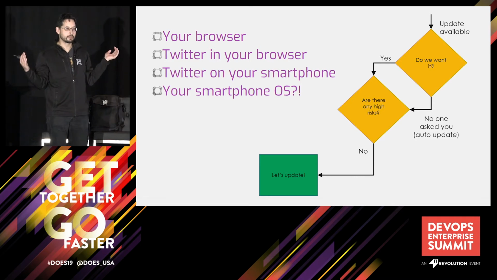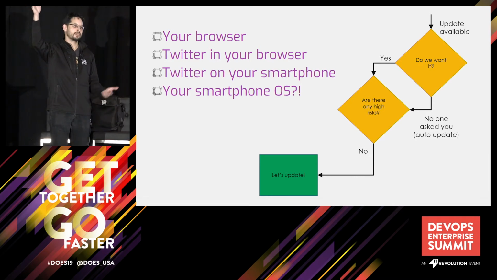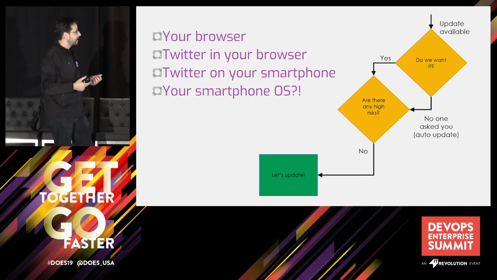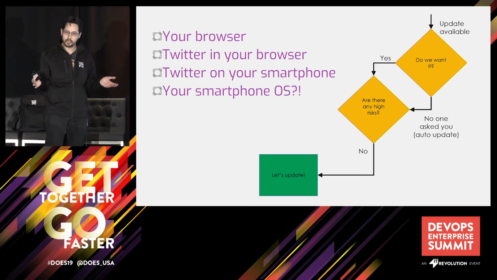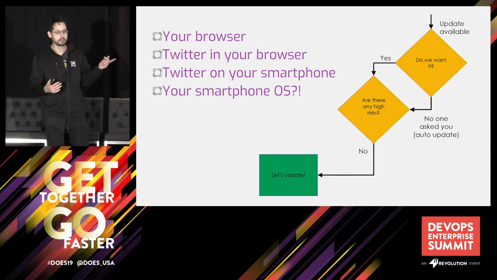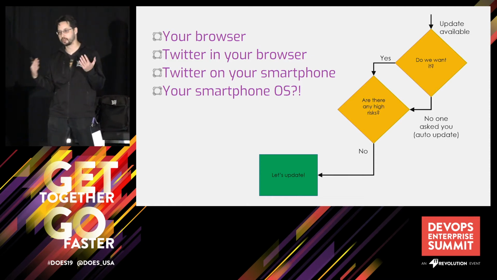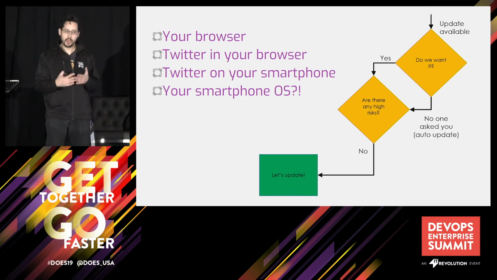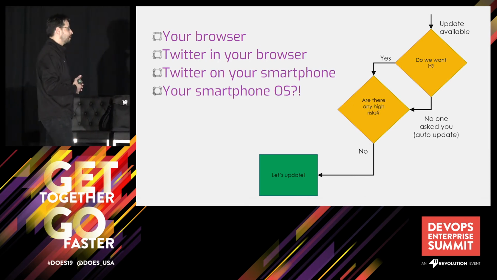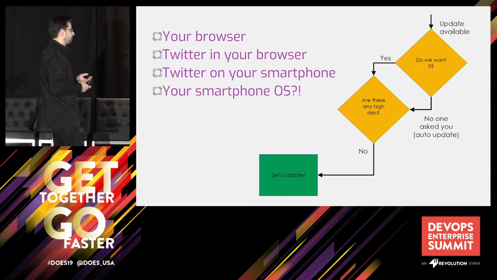Second one is Twitter in your browser. Do you even know what version of Twitter? Well, this one's an easy one. You can't, because it's software as a service. And you probably don't care as long as it works. As long as it's continually being updated and it works, it's fine. Twitter on your smartphone is a similar story. It has a version. I don't even know how you get access to it because they push app updates to you. But you probably don't care about that either.